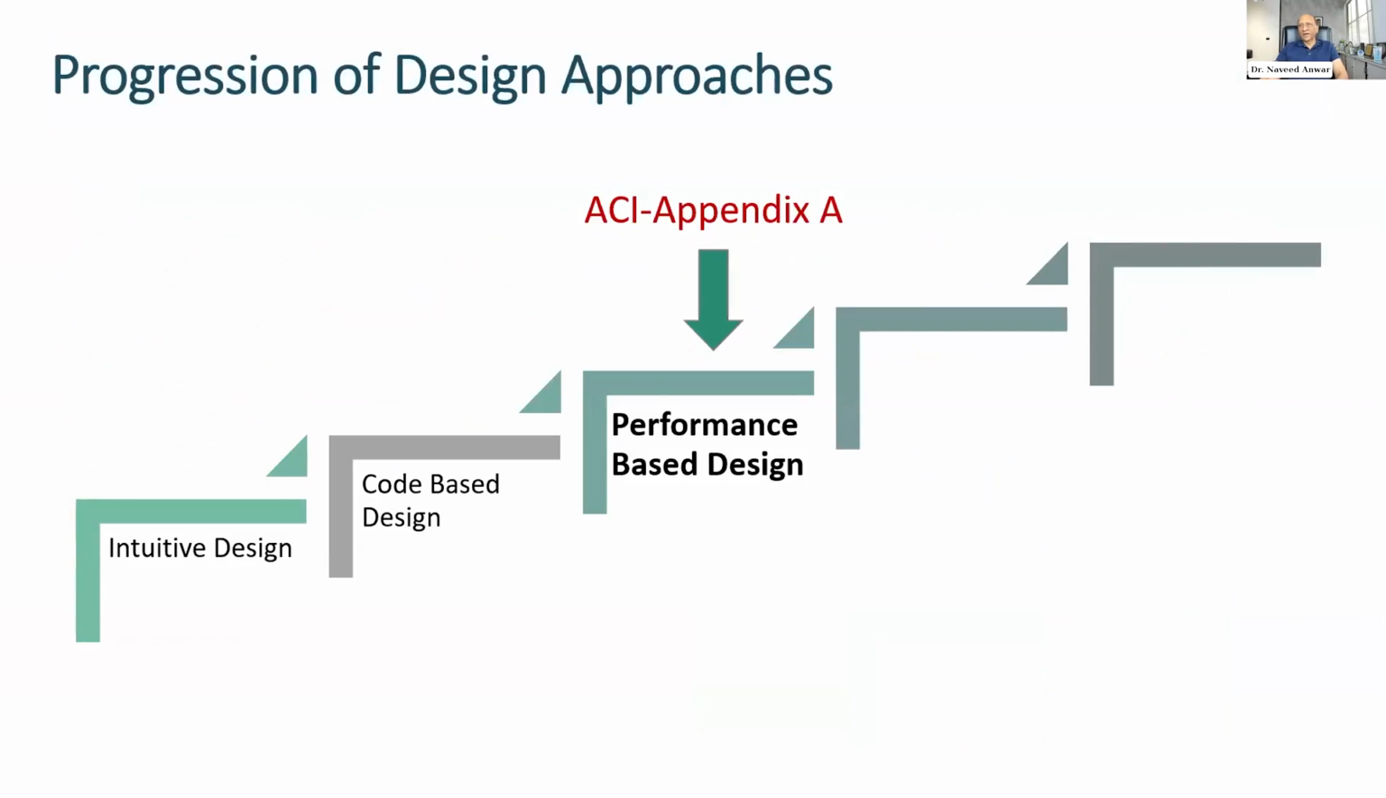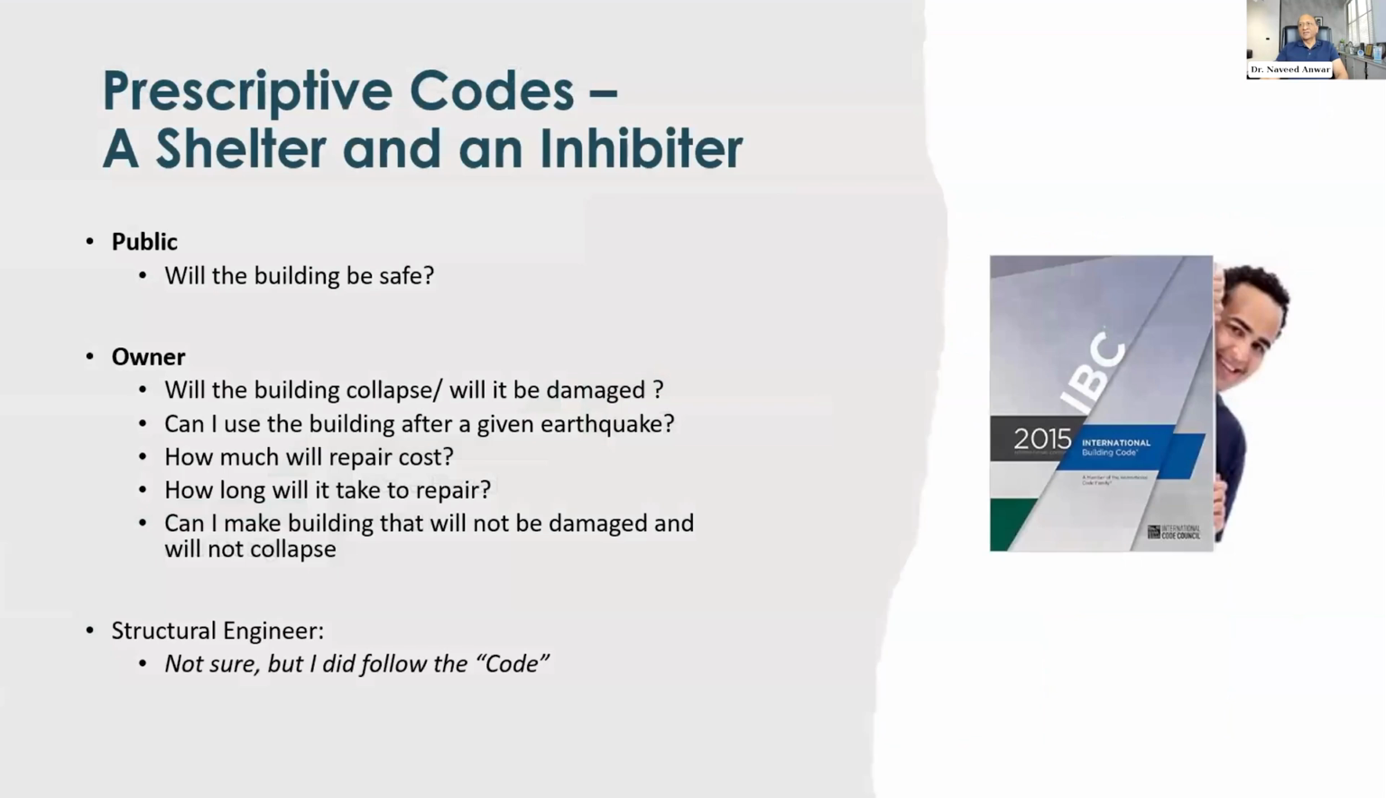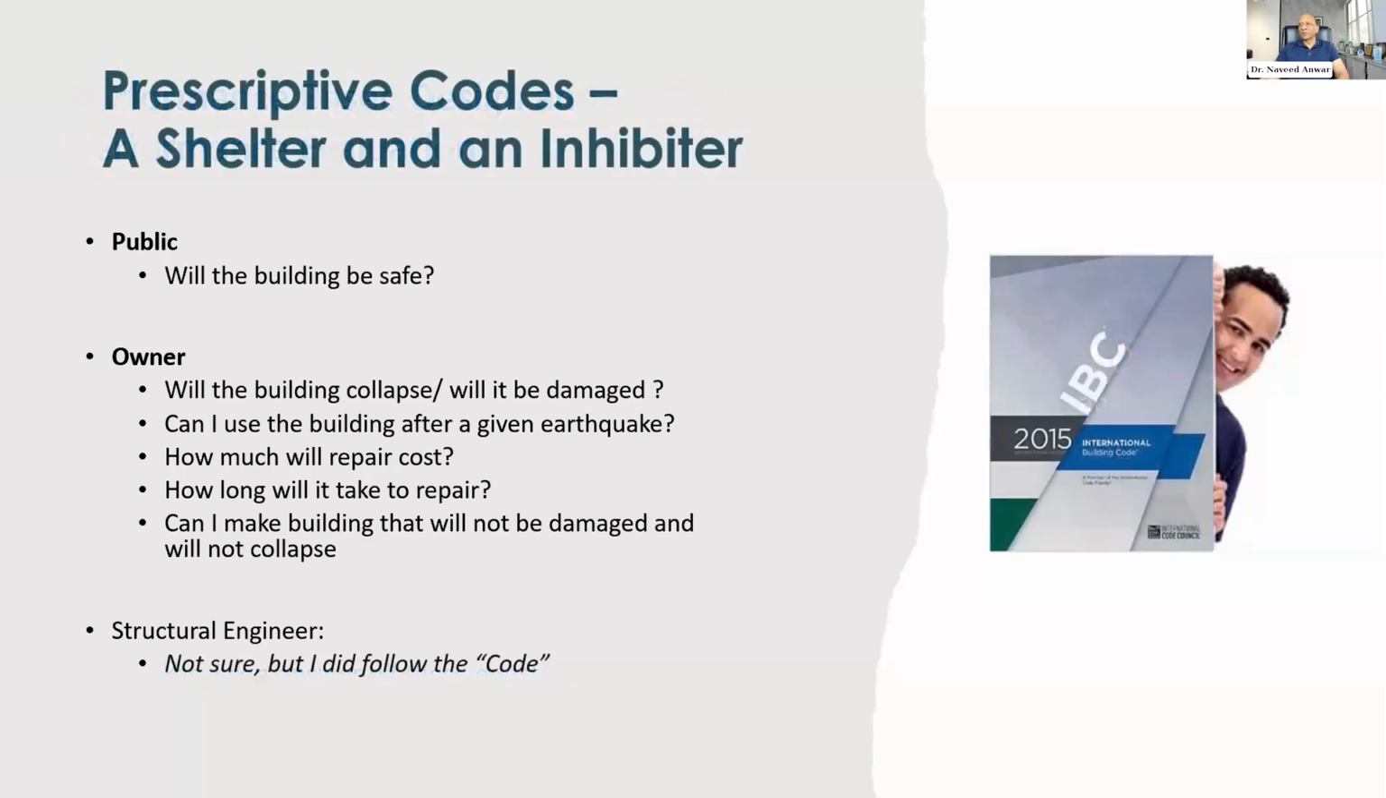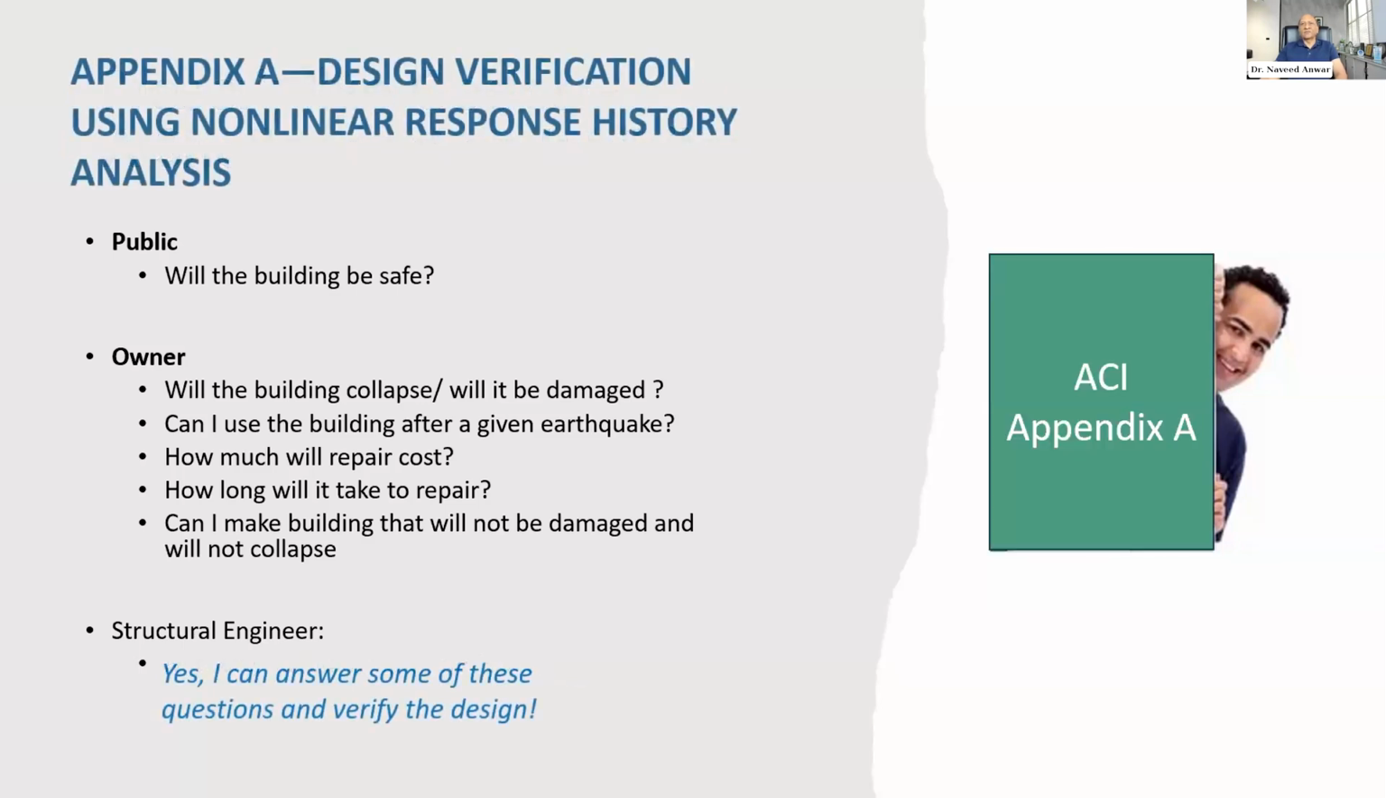You can see, as I showed on this slide last time, that engineers normally hide behind the code portion, but when we do PBD, they can answer most of the questions because they have actually done a real evaluation in full detail. ACI 318 Appendix A is still not full PBD. It's just the nonlinear modeling part and some provisions from PBD, not completely. So this portion, ACI Appendix A, answers some of those questions, but most importantly, it addresses design verification.